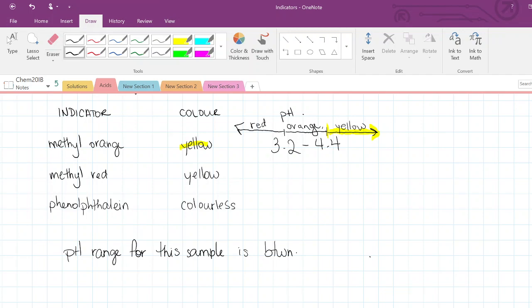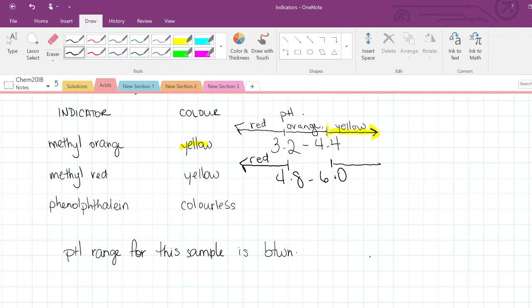So this particular student tests this solution with methyl red. If you look at your indicators table in your data booklet, methyl red has a pH range of 4.8 to 6.0. At 4.8 or lower, the color is going to be red. So if I have a solution that's 4.8 or lower, I'm going to see a red color. If my solution has a pH that's at least 6.0, I'll see yellow. Somewhere between 4.8 and 6.0, I'm going to see orange.